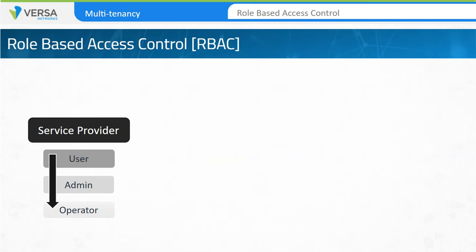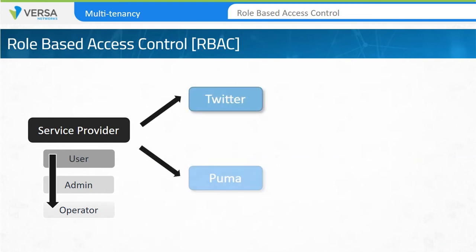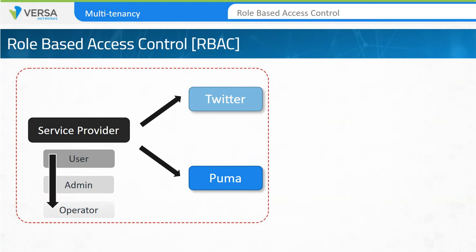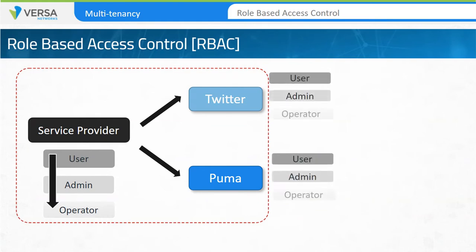The service provider users will have access to all tenant resources. Each tenant can then have their own set of users, each with an assigned role or sets of roles. Within each tenant, the tenant users only have access to the resources of that tenant, regardless of the user role assigned to the user. This provides a shared infrastructure and management domain, but complete separation of resources and information between tenants.